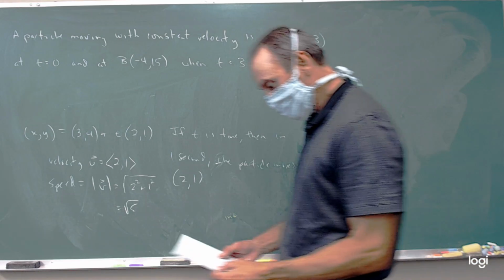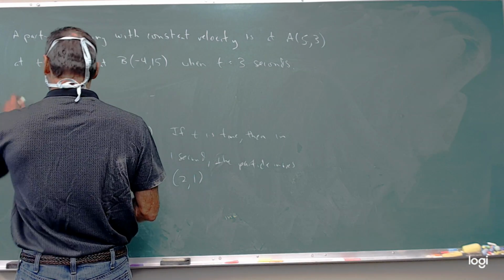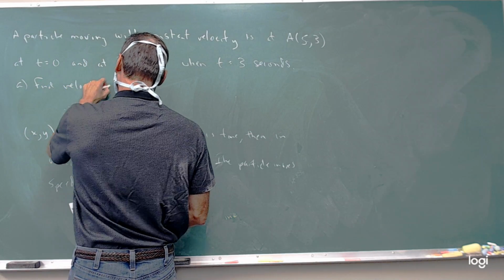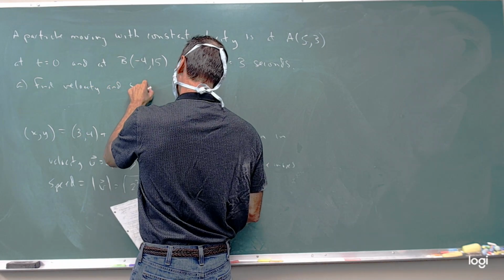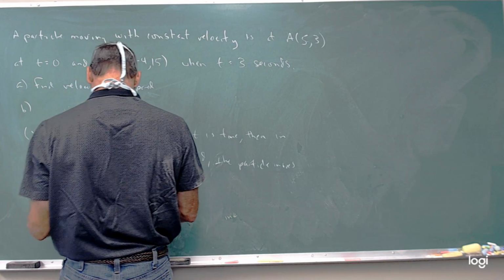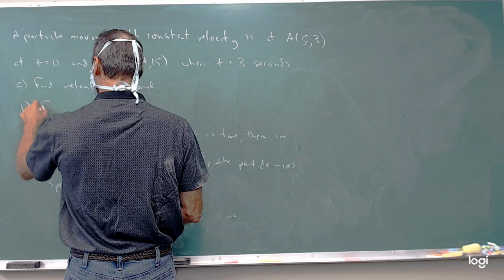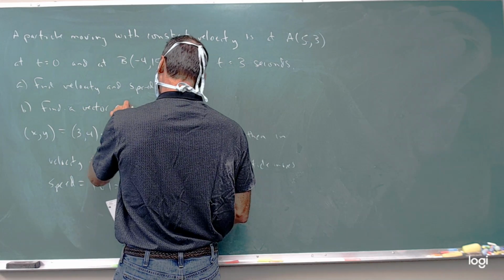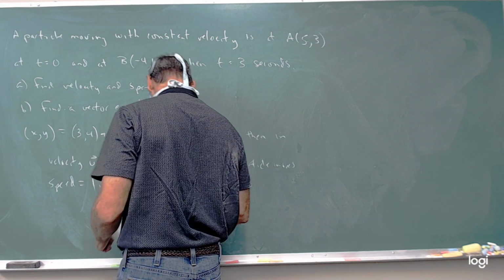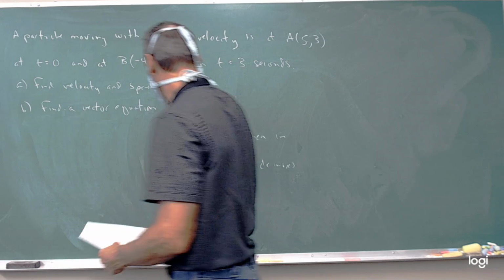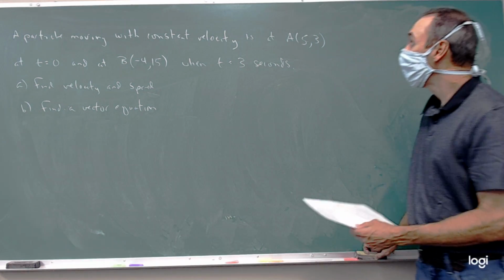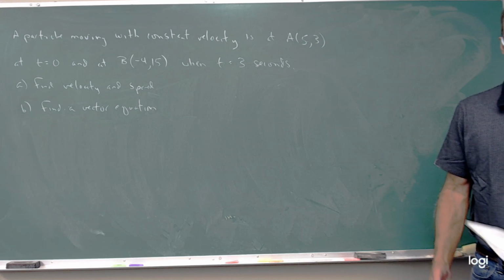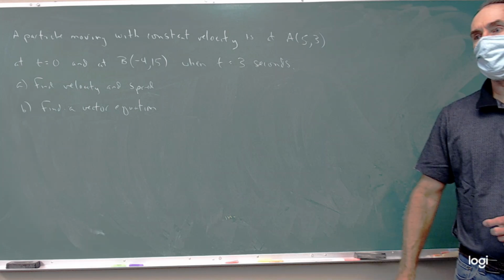Okay, so first of all, can we find the velocity and speed? And then, can we find a vector equation of the object? Just say find a vector equation. Okay, how do we start? I'm open to suggestions here.